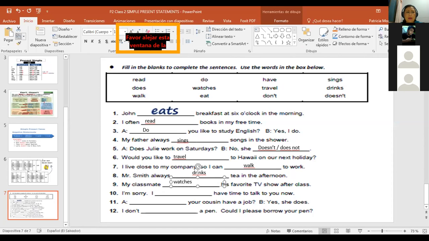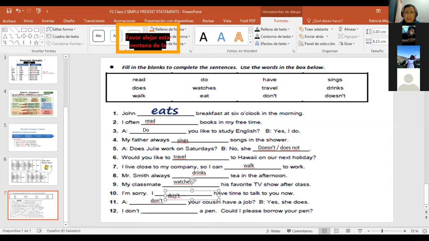Okay, excellent. So now, let me see. What do you have for number 10? Don't. I don't have time to talk to you now. Okay. I'm sorry. I don't have time to talk to you now. Right? That's correct. ¿Y por qué utilizo don't? Porque es el subject pronoun I. Entonces, para I, yo utilizo don't. Do, ¿verdad? Y si es negativo, en este caso, en la contracción de don't.